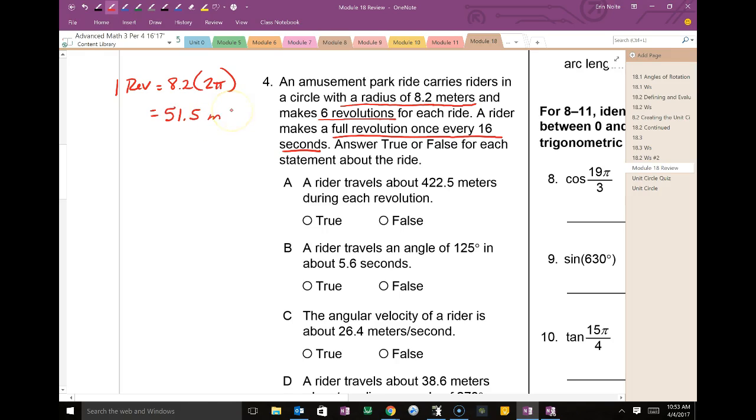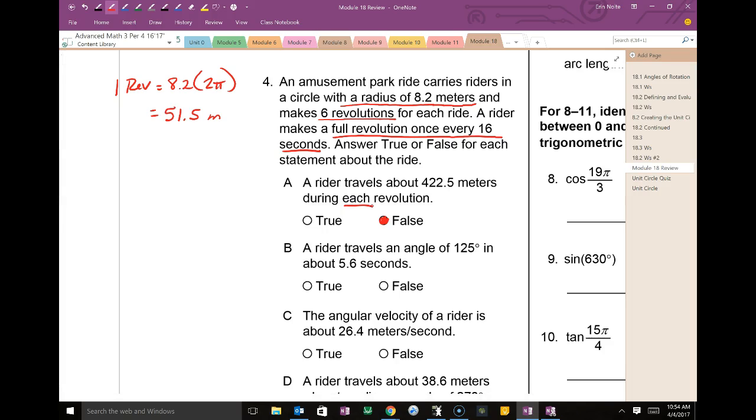So that right there gives me some information about A. Can you answer A for me? A rider travels about 422 meters during each revolution. Do you agree with that? No. I would definitely not agree with that. They must be thinking of 6 revolutions. That's way too far. So I'm going with big fat false, not each.